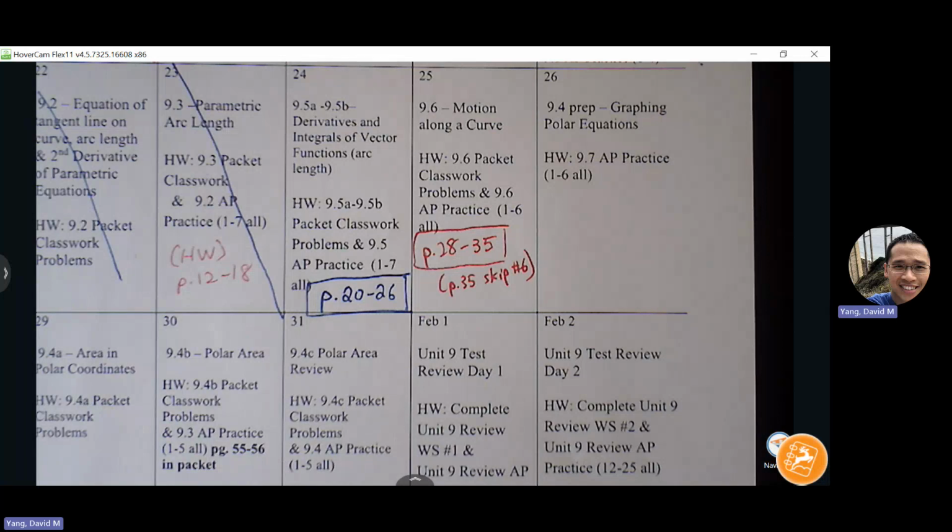Okay, so tonight your homework will be finishing up the 9.6 and the AP practice. So page 28 through 35, but skip number 6 on page 35. All right, come get your phones.